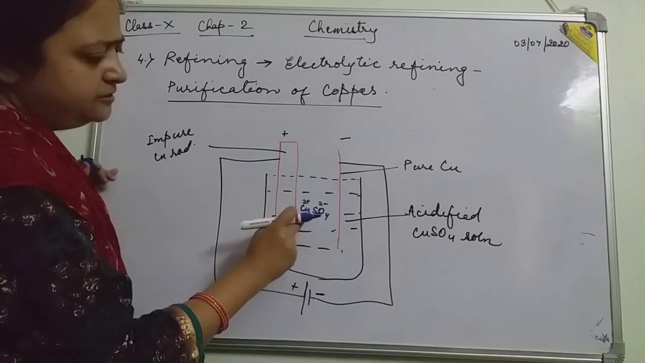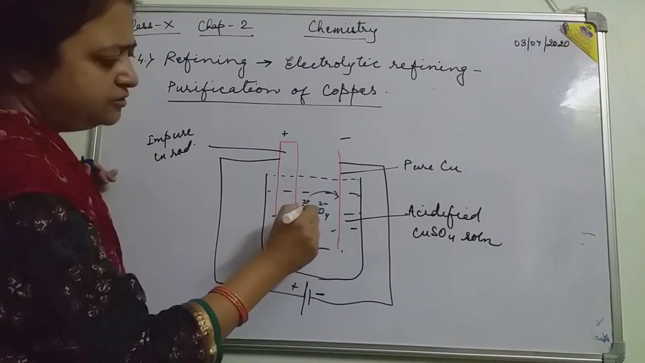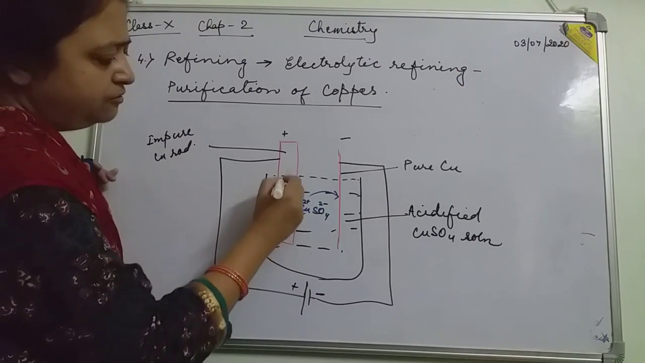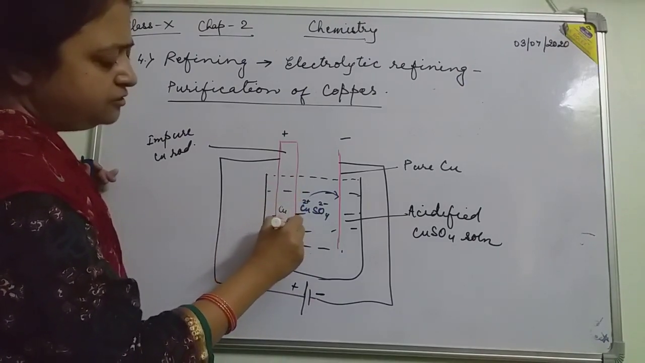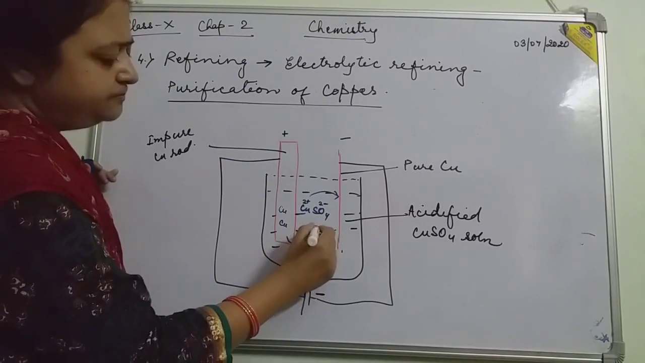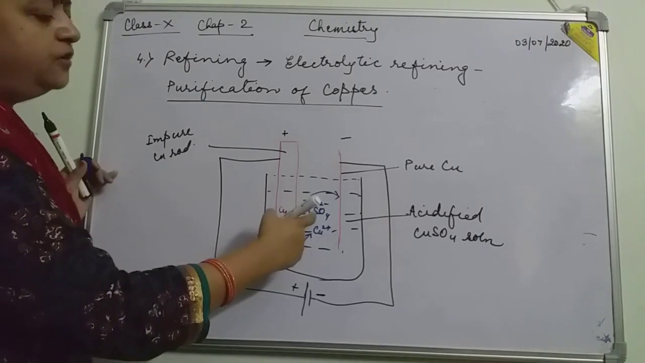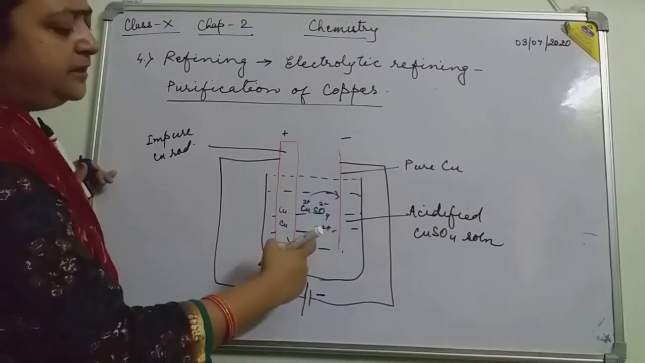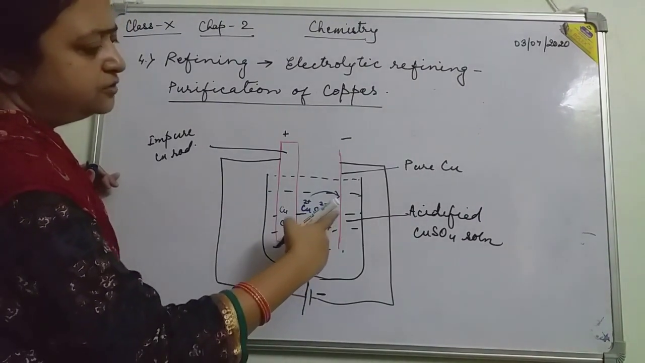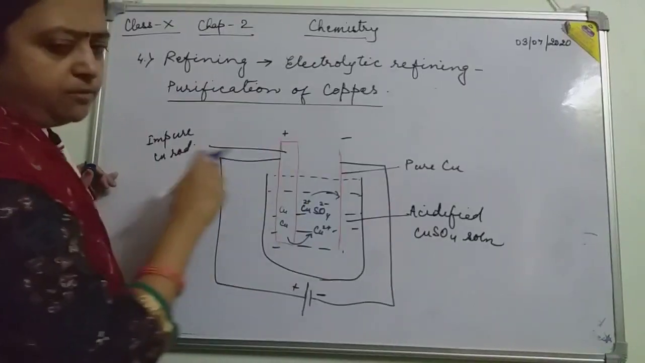So in the acidified copper sulfate solution, copper sulfate breaks into Cu2+ and SO4 2-. Cu2+ now moves towards the negative terminal, because it is positive. And copper, here copper is present, copper loses its 2 electrons and comes to the solution for making a bond with sulfate, but due to the presence of electric current, it moves towards the negative terminal.